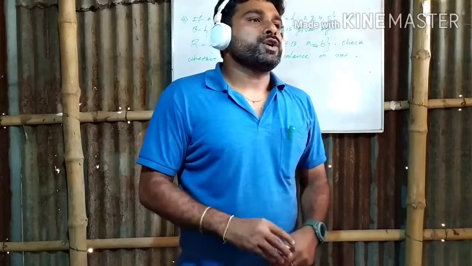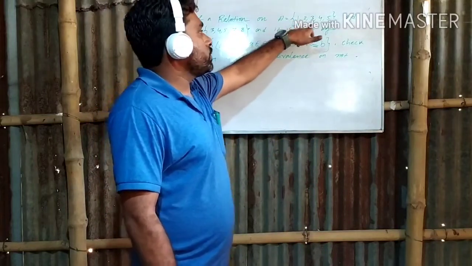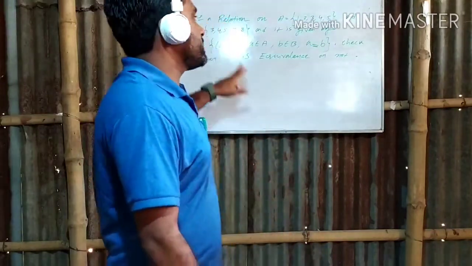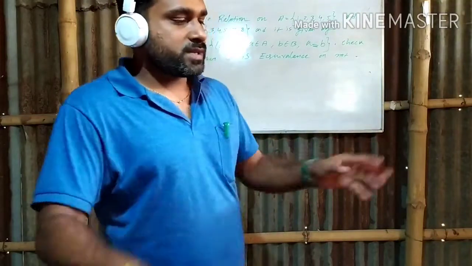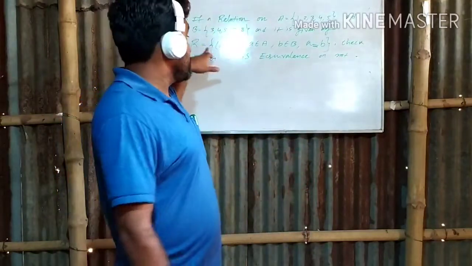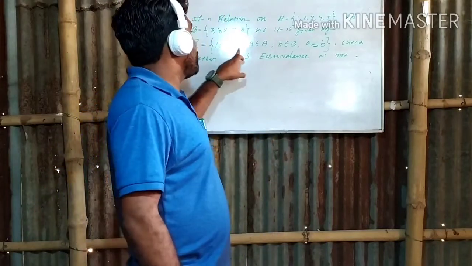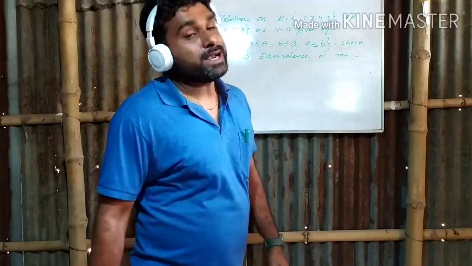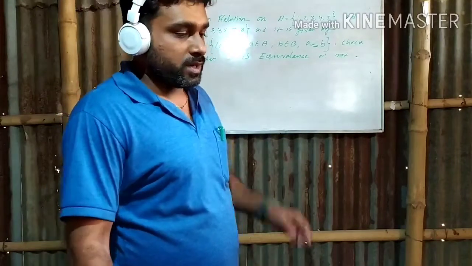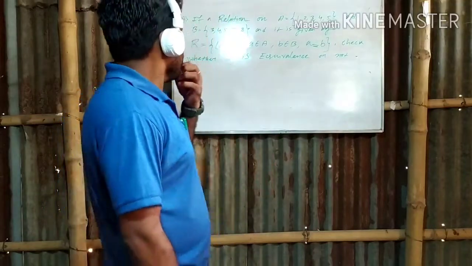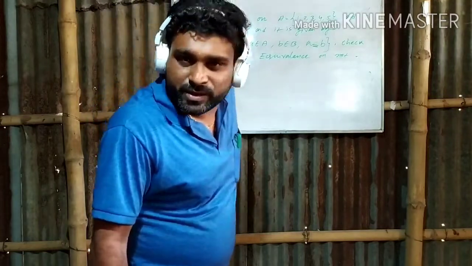Here the small a should be chosen from the set A, the capital A set given in the question: 1, 2, 3, 4, 5. It is your first set. And the second set is B: 3, 4, 5, 6, 7. So these two sets are given. And what is the condition? The relation between a and b will be constructed when a is less than or equal to b. The condition must be satisfied by the values chosen for a and b. And you have to prove whether it is equivalence or not.